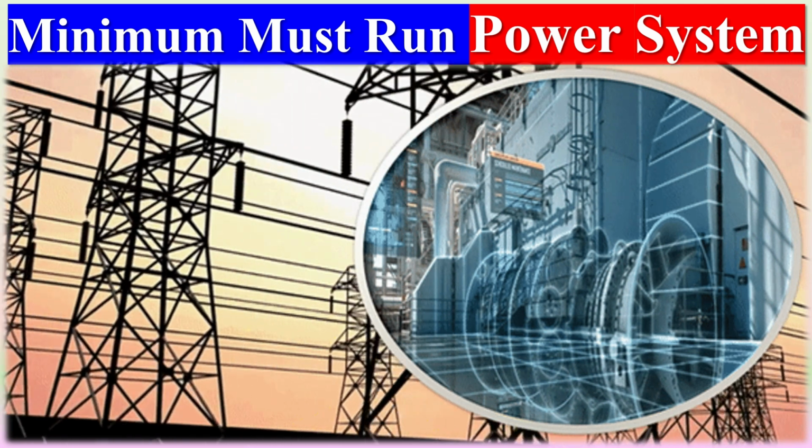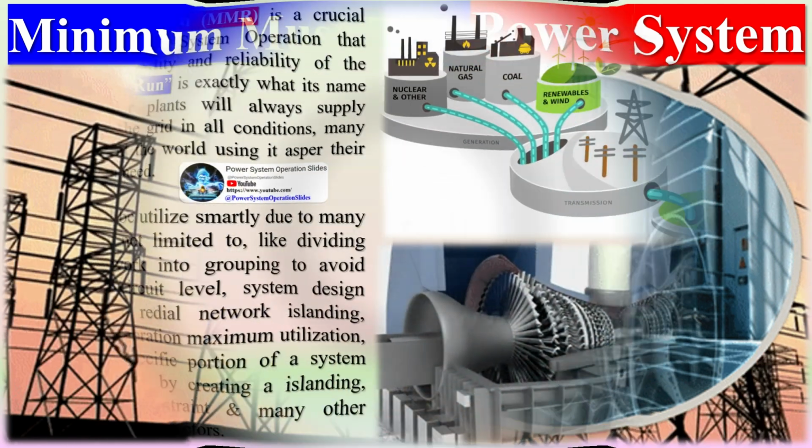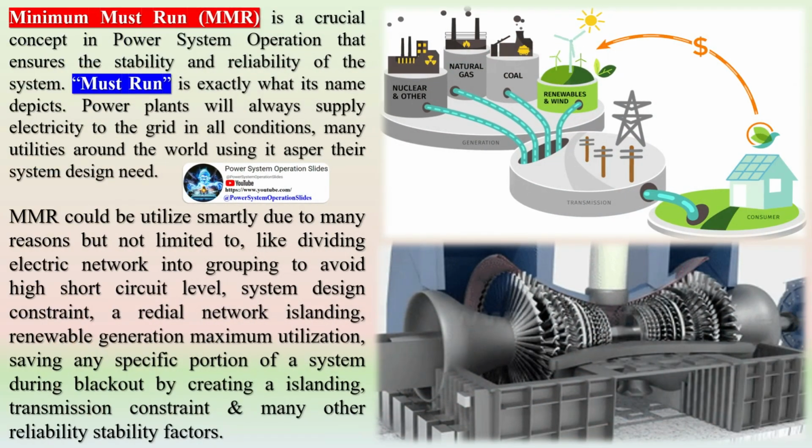Minimum must-run (MMR), or must-run generation (MRG), is a crucial concept in power system operation that ensures the stability and reliability of the system. Must-run is exactly what its name depicts. Power plants will always supply electricity to the grid in all conditions, and many utilities around the world use it as per their system design and need.